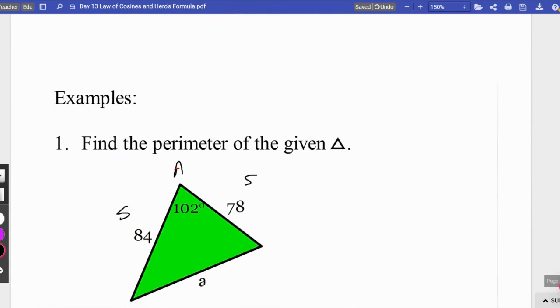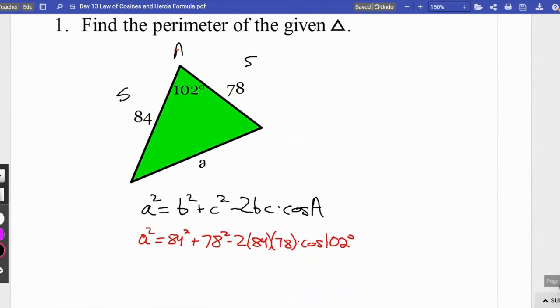Okay. All right. So I filled out part of this already to save some time because there's going to be a lot of content here. This is just basic, if you just wanted to find one side length. So if B is 84, then this would be side B, and this would be side C. So you were given side B, side C, and angle A.